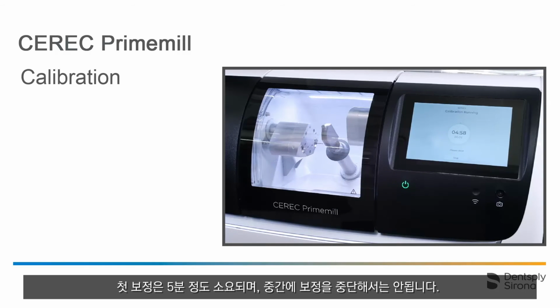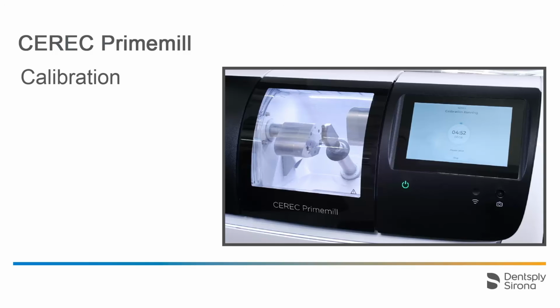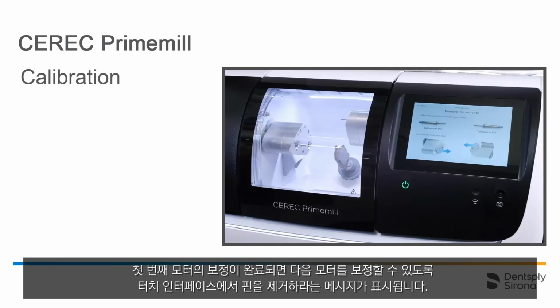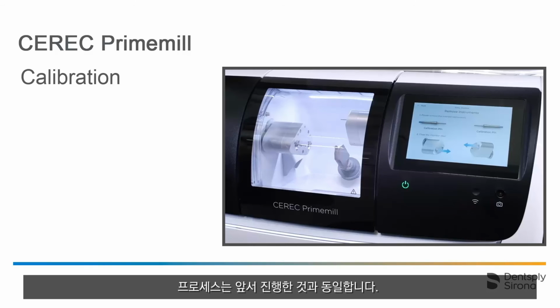The first calibration run lasts about 5 minutes and should not be interrupted. When the calibration process for the first pair of motors is completed, the touch interface will prompt you to remove the pins so that they can then be screwed into the next pair of motors. The process here is identical to the one already demonstrated.